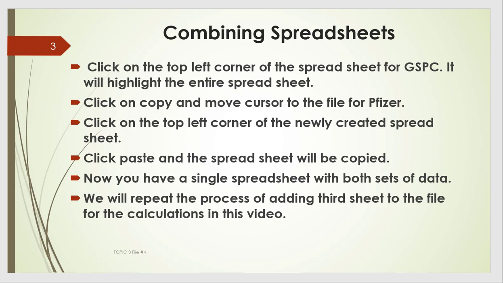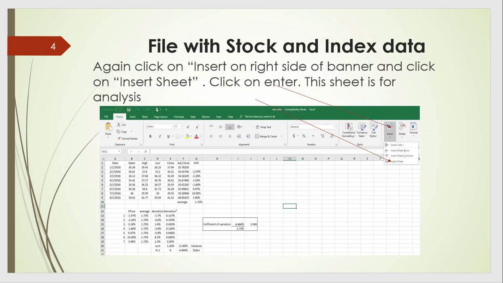What we would like to do now is repeat the process for a third spreadsheet. So we'll have Pfizer, we'll have GSPC, and then an analysis spreadsheet, all in that same file. So repeating our process before, again, we're going to go into Insert on the right-hand side. When the banner drops to Insert Sheet, click on Enter, and a third sheet will be in the file of Pfizer. And this will be our analytical file.